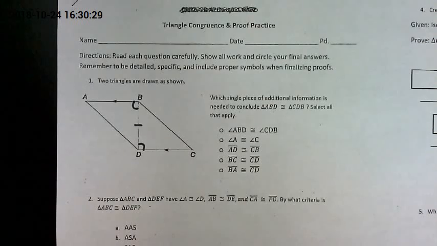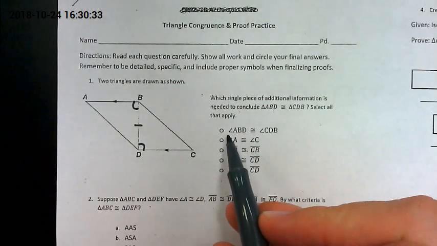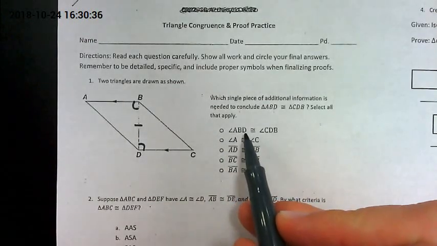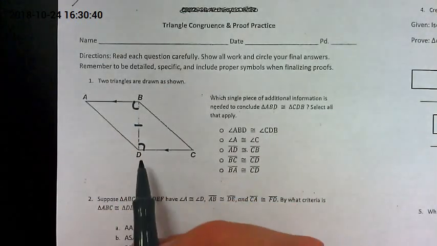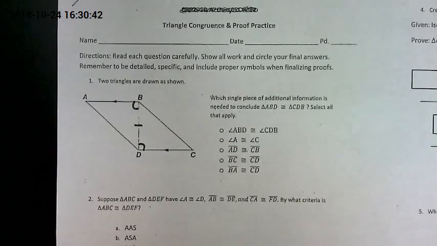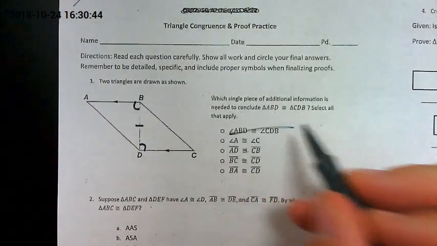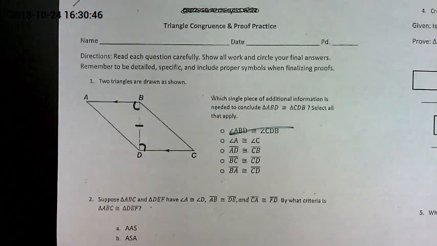But there's more than one way that we could prove that triangles are congruent. So, on the first one, it says angle ABD is congruent to angle CDB. ABD, CDB. Already have it. We don't need that as more information. So we can cross that one off. Again, we can already figure that out based on what's given.